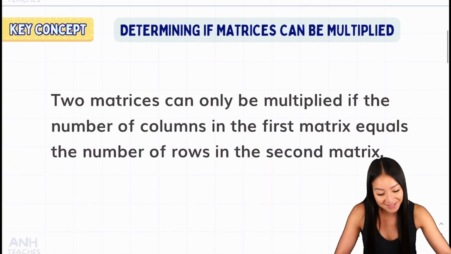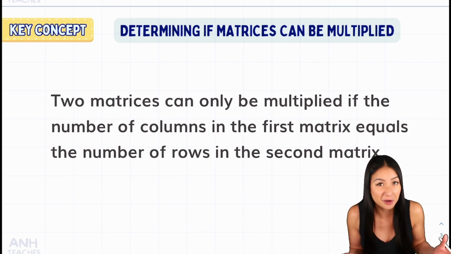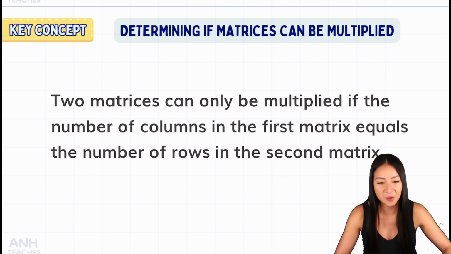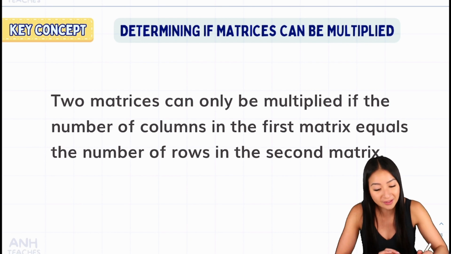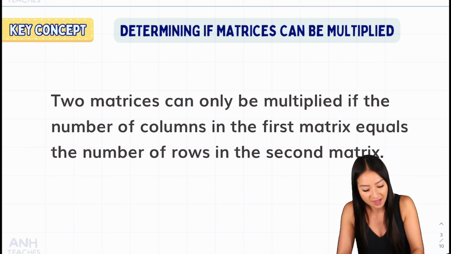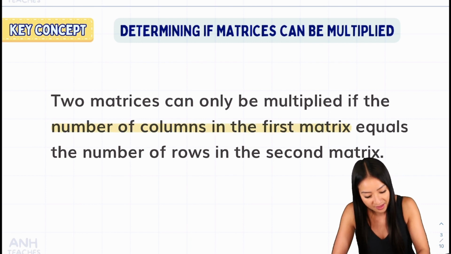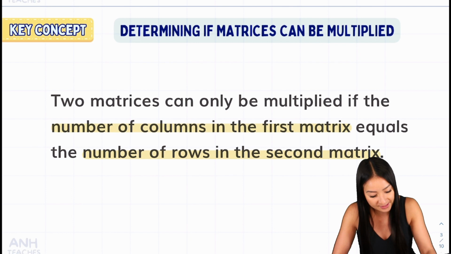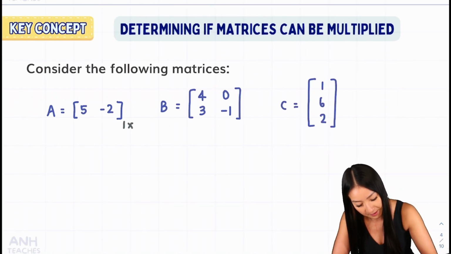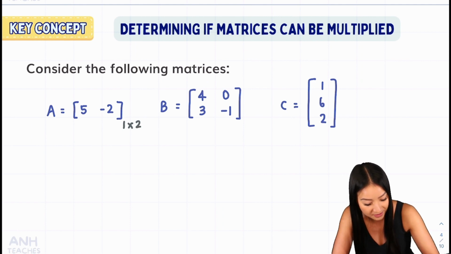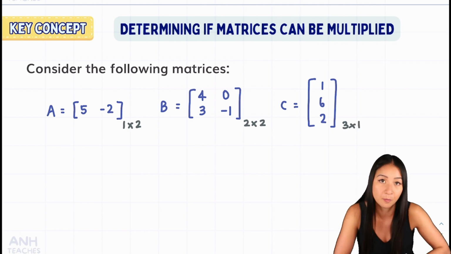The second thing that we need to know before we actually start multiplying these matrices is whether or not we can even multiply them. And that all has to do with this rule here. So 2 matrices can only be multiplied if the number of columns in the first matrix equals the number of rows in the second matrix. So matrix A here is a 1 by 2 matrix, matrix B is a 2 by 2, and matrix C is a 3 by 1.